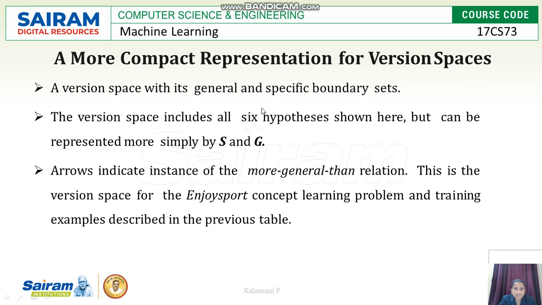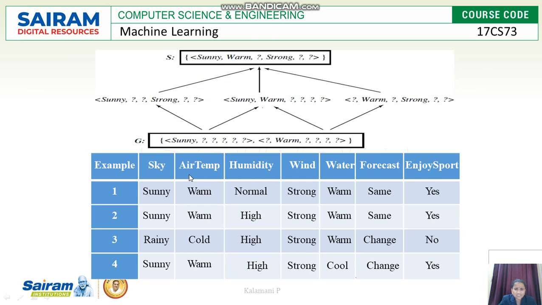This is the example we have taken, the same Enjoy Sport example, with 6 attributes and a target function that is true or false. It is a boolean function. The first instance is sunny, warm, normal. When can the person go and play the game? The sky should be sunny and the air temperature should be warm.